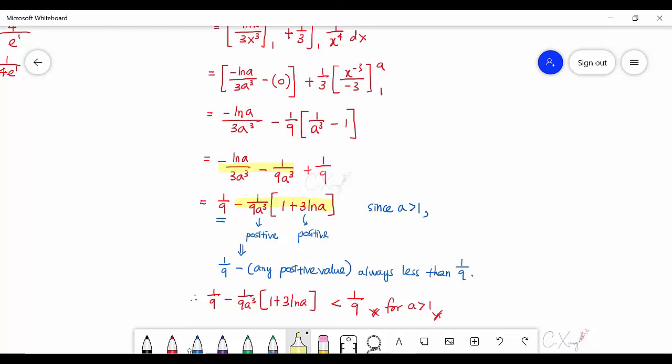So this is how we actually prove it. Maybe you just need to write a simple sentence on how you clarify or justify it. All right, so this is how we solve question number 8.